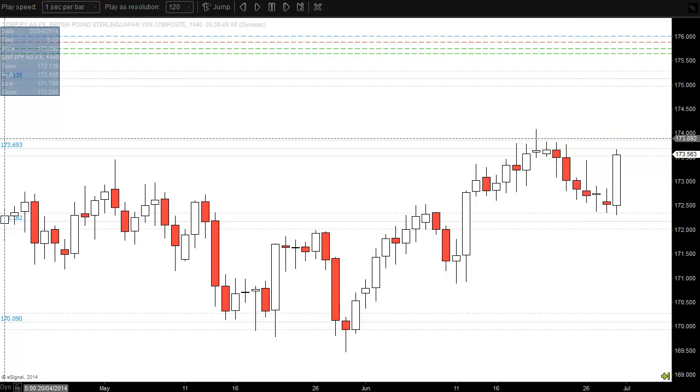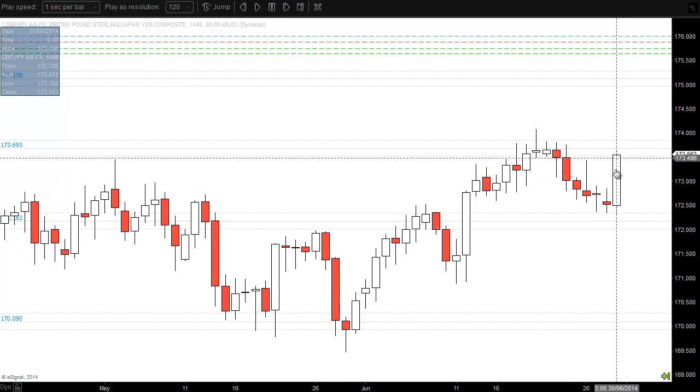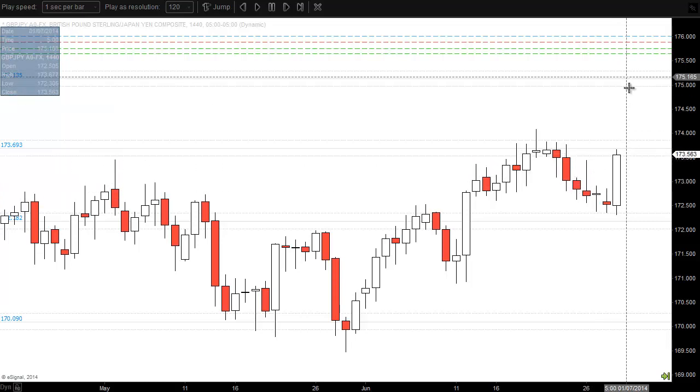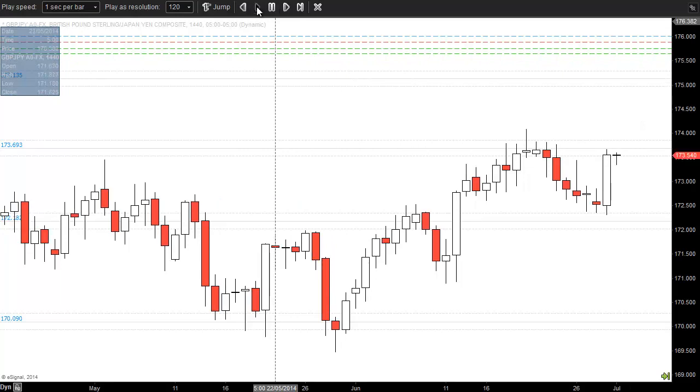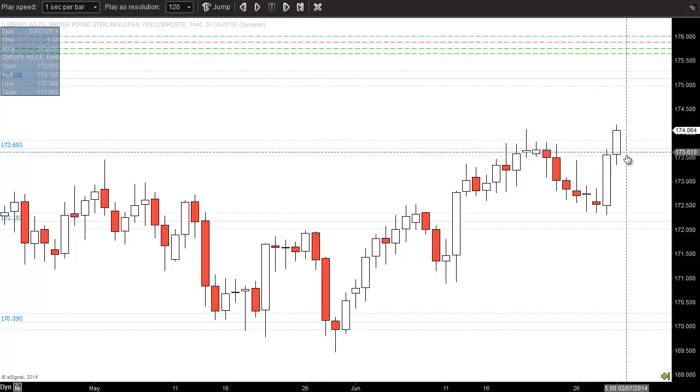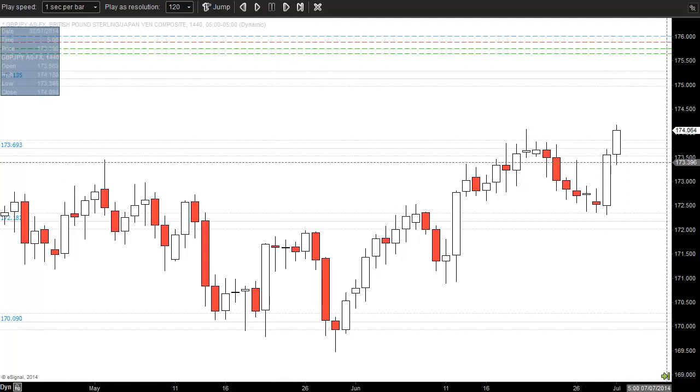Now this is going to play at 2 hours every 1 second. So it's a daily candle, but it's going to do 2 hours every second. All right, there it goes. Okay, so quickly we can see that price has broken through this resistance area.